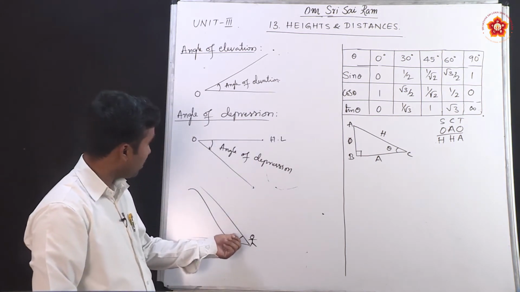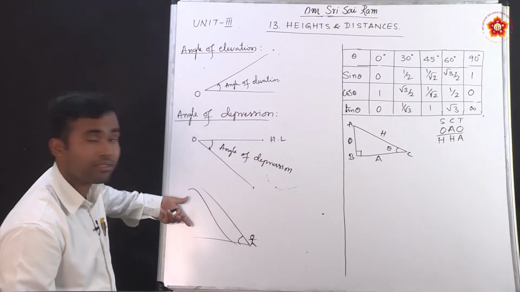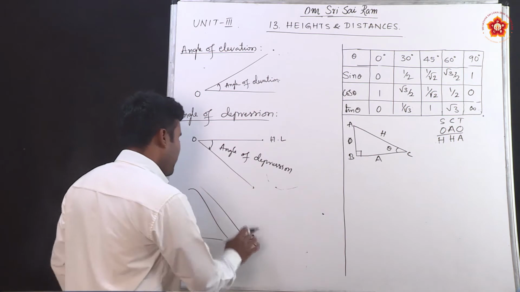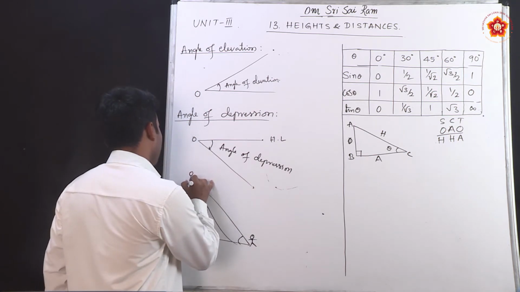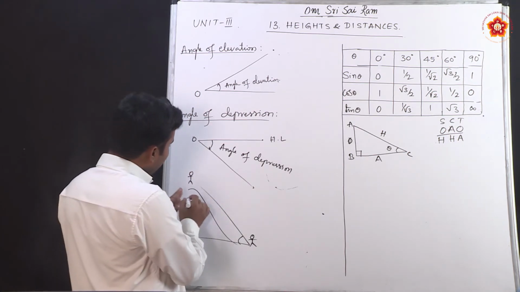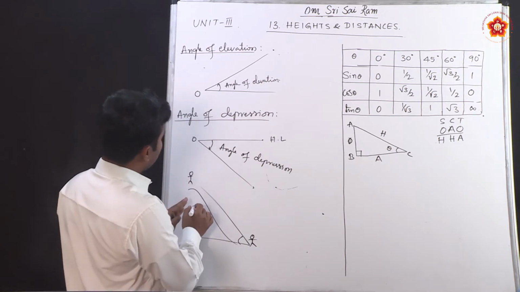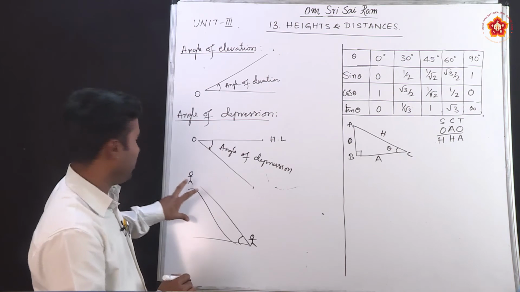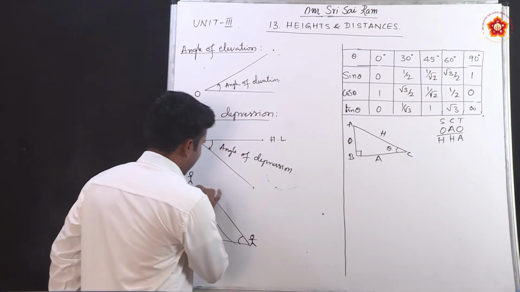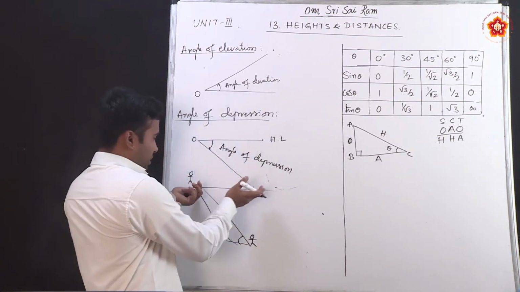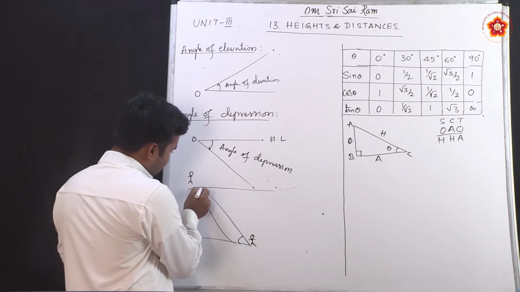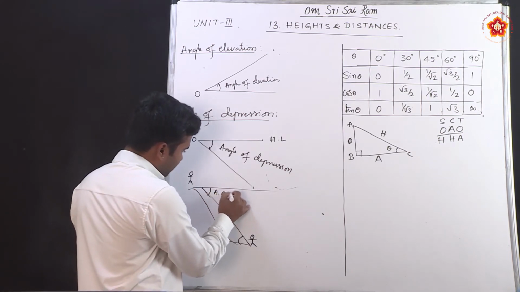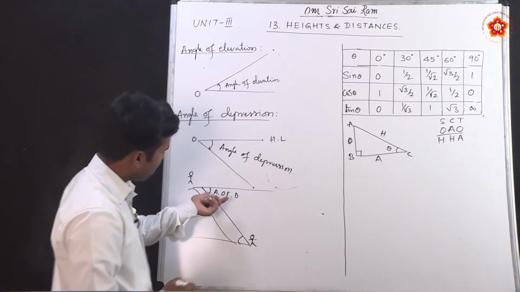By using this one, we can find what is actually the height of this hill. Similarly, suppose the observer is here on the top of a hill. So, similarly, we can make the angle of depression and we are able to find the actual height of this hill. See, this becomes the horizontal, the referring line, and this becomes the angle of depression. This becomes the angle of depression.